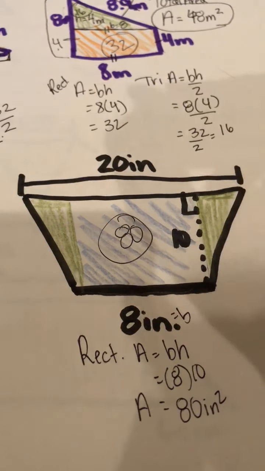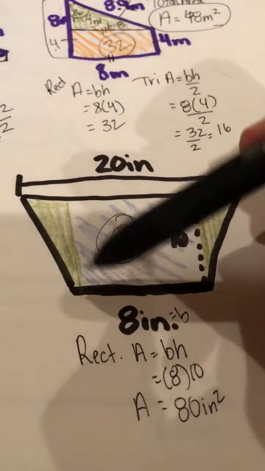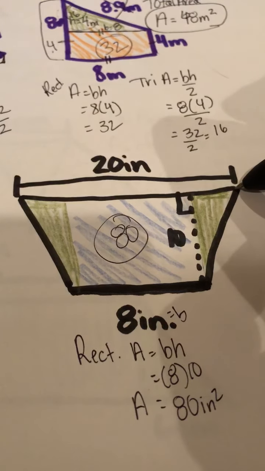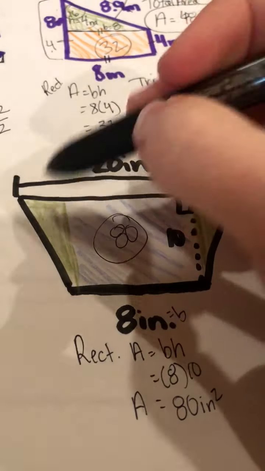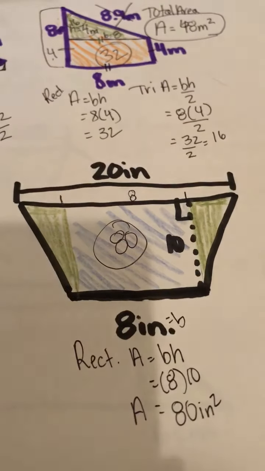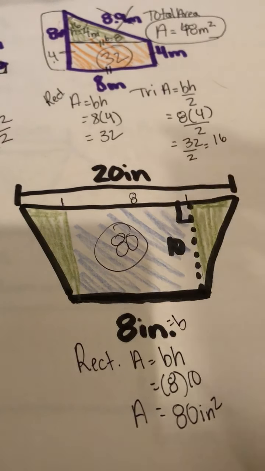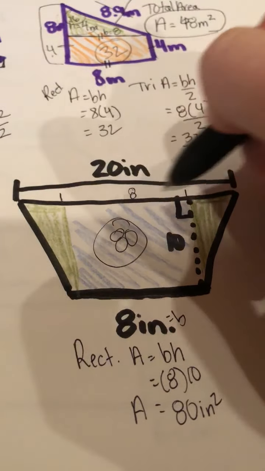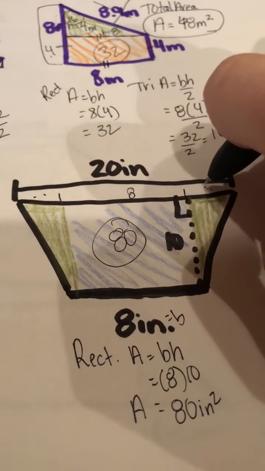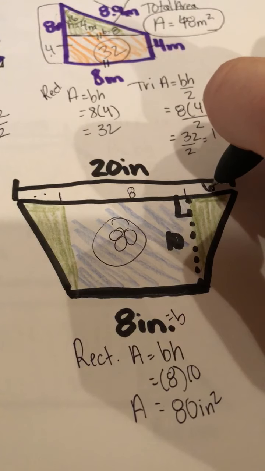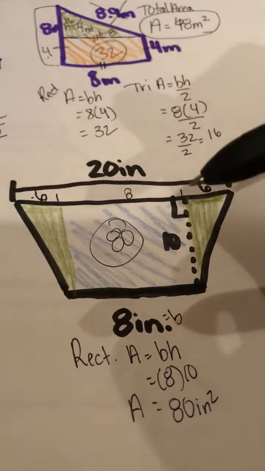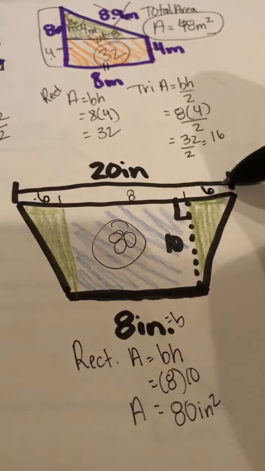So for the triangles, it's a little tricky. This whole line up here is 20. From here to here, I used up 8 of that 20. So 20 minus 8 is 12. So I have to split 12 evenly between these two bases. So this is 6. 12 divided by 2 is 6. And this is 6.